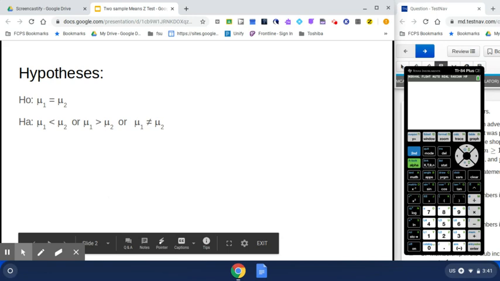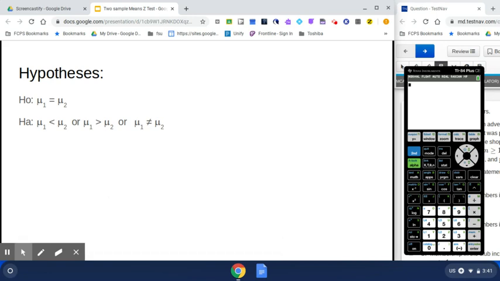The null and alternative hypotheses for this type of test: the null hypothesis is going to state that mu1 is equal to mu2, or the population mean for the first sample is equal to the population mean for the second sample. The alternative hypothesis, we still have three choices.